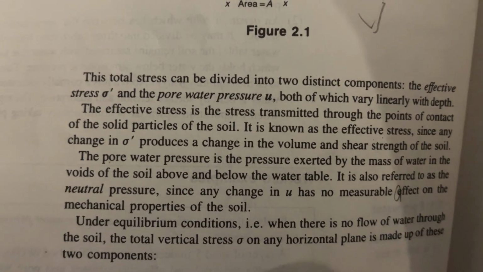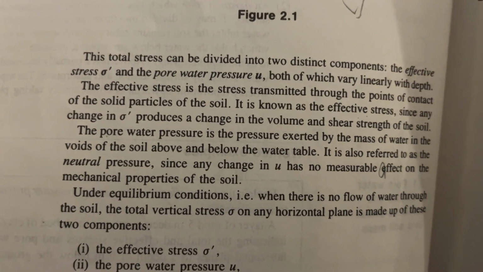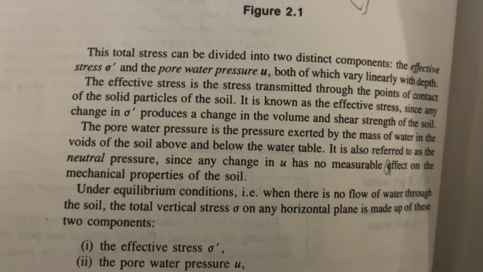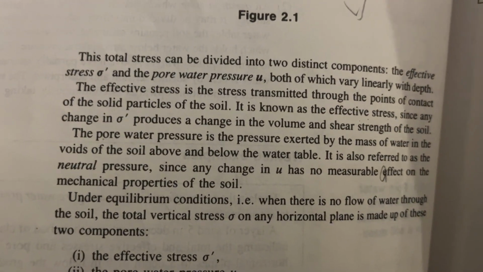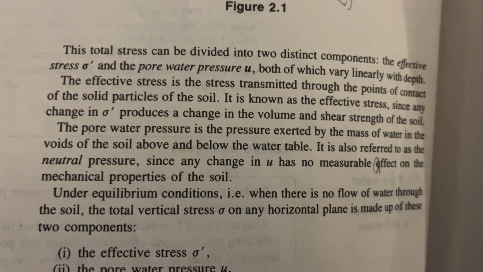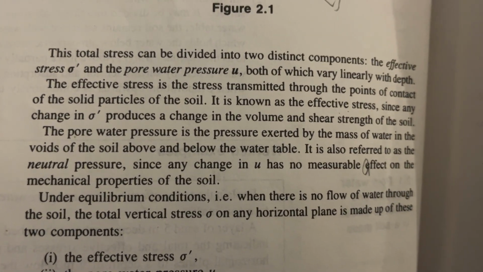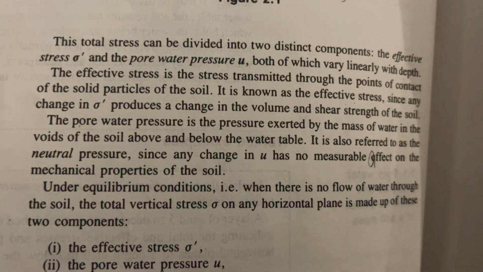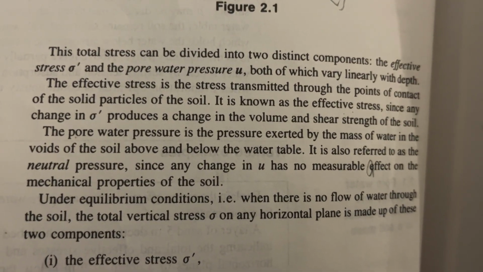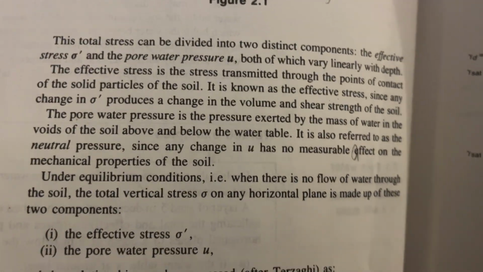Right, so the total stress can be divided into two distinct components: the effective stress sigma dash, and the pore water pressure U, both of which vary linearly with depth. The effective stress is the stress transmitted through the points of contact of the solid particles of the soil. It is known as the effective stress since any change in sigma dash produces a change in the volume and shear strength of the soil.